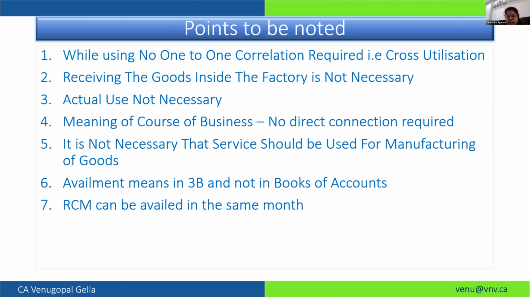Some people in the past period have shown net ITC, meaning whatever the ITC was, less the credit note. Suppose 5 lakh is my ITC. I have a credit note of 1 lakh. 4 lakh is my net ITC. So people were reporting 4 lakh directly in the 3B.